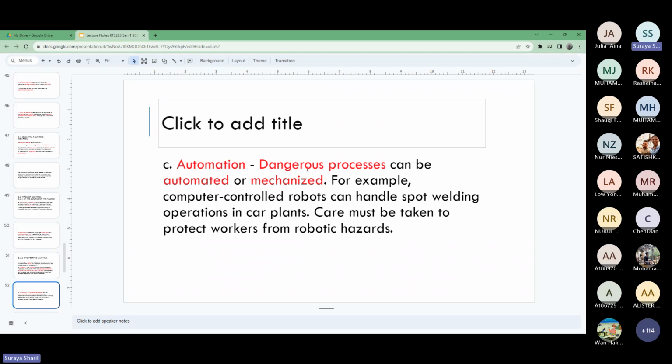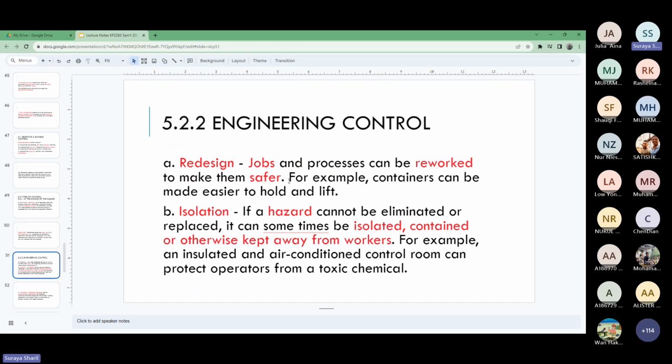Automation: dangerous processes can be automated or mechanized. For example, a computer-controlled robot can handle spot welding operations in car plants. Care must be taken to protect workers from robotic hazards. So this is engineering control.